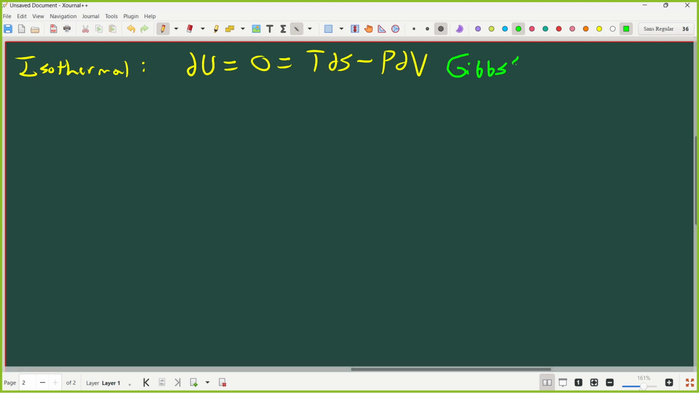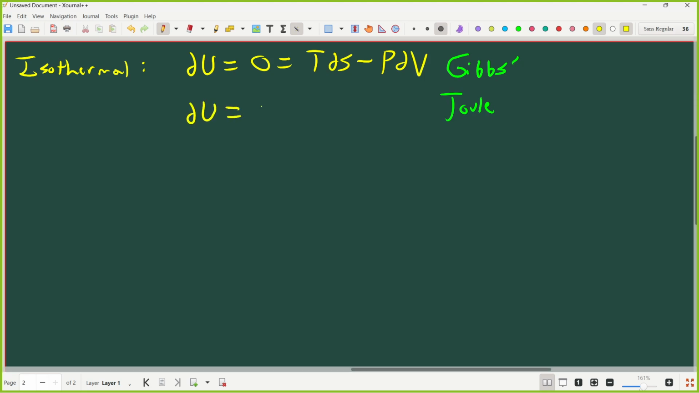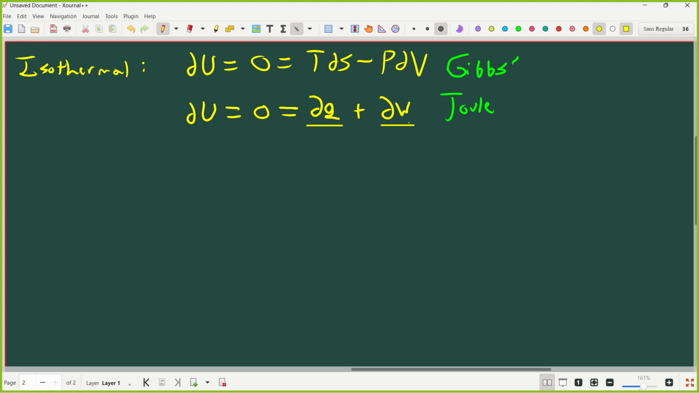But what would Joule, the Britishman, say? Well, he would say that dU, which is equal to 0, is equal to the sum of the changes in heat plus the changes in work. Joule didn't have any concept of entropy at the time. Entropy hadn't even been invented or discovered at this point. So he only saw things as heat and work. And that makes a lot of sense.